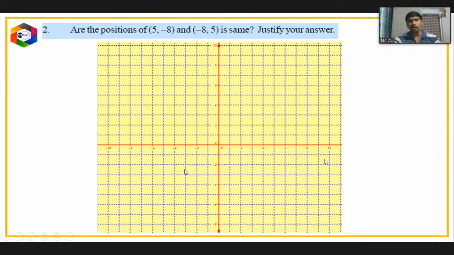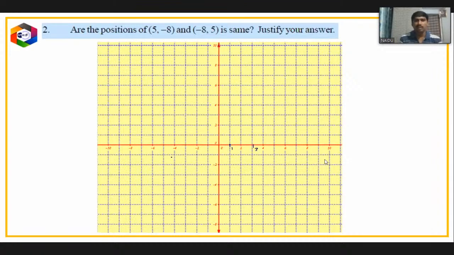These are all logic points only. Are the positions of (5, -8) and (-8, 5) the same? Justify your answer. Yes, children, if you observe, since minus 8 is given, the grid itself I have taken in small units. That means 1 centimeter as 2 units I have taken. This is 1 in between, this is 1 and this is 3, like this.